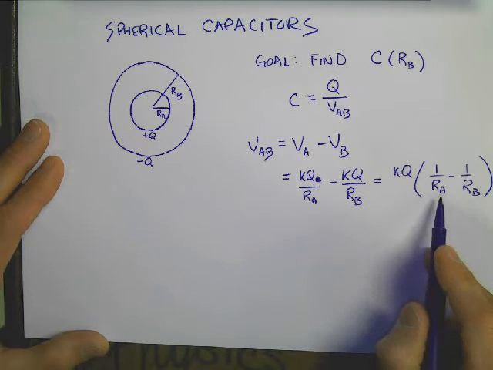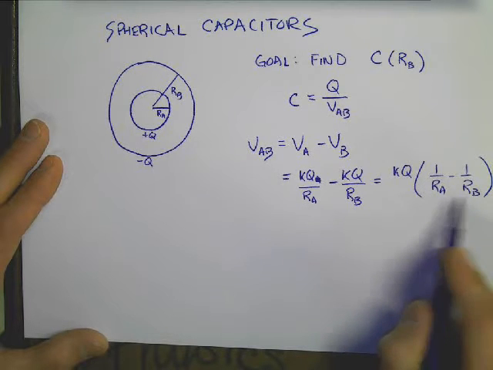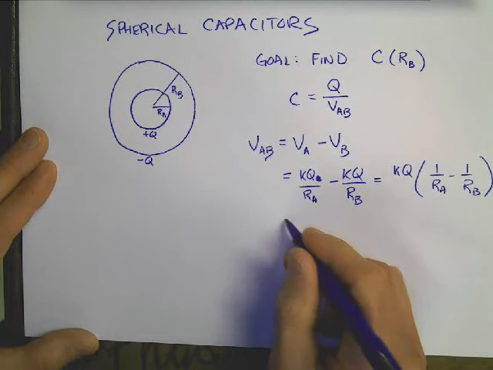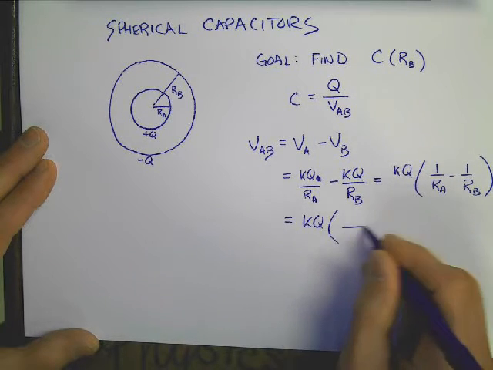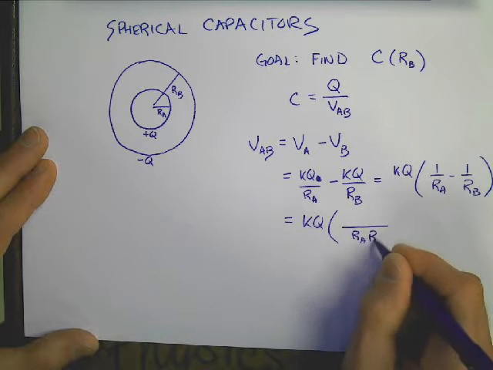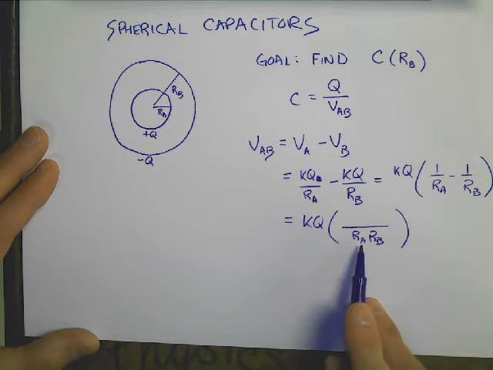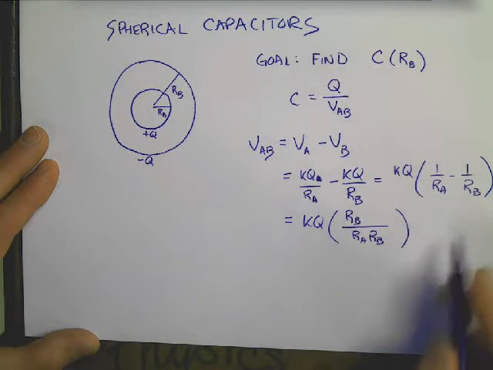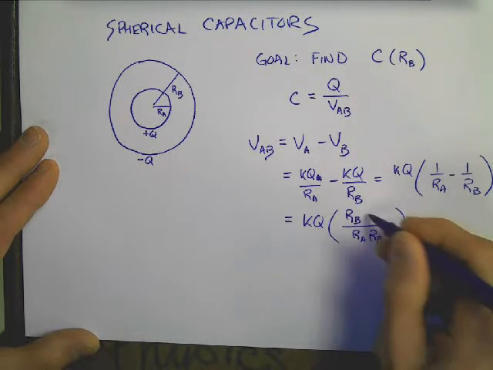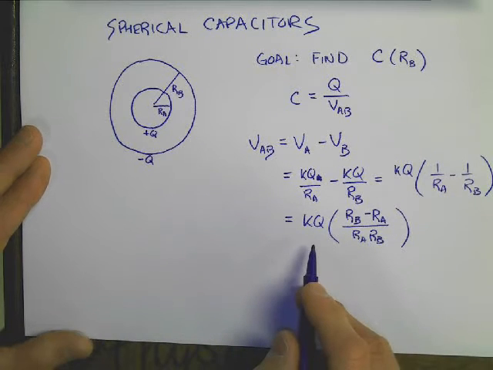And then if you look at this, if we try to get the common denominator of RA and RB, you take the product of RA times RB. So a little bit of algebra here. This becomes KQ, and we're finding a common denominator, so we have to multiply the first term by RB, and we have to multiply the second term by RA, and that gives us the numerator. Okay, so that's our voltage difference.